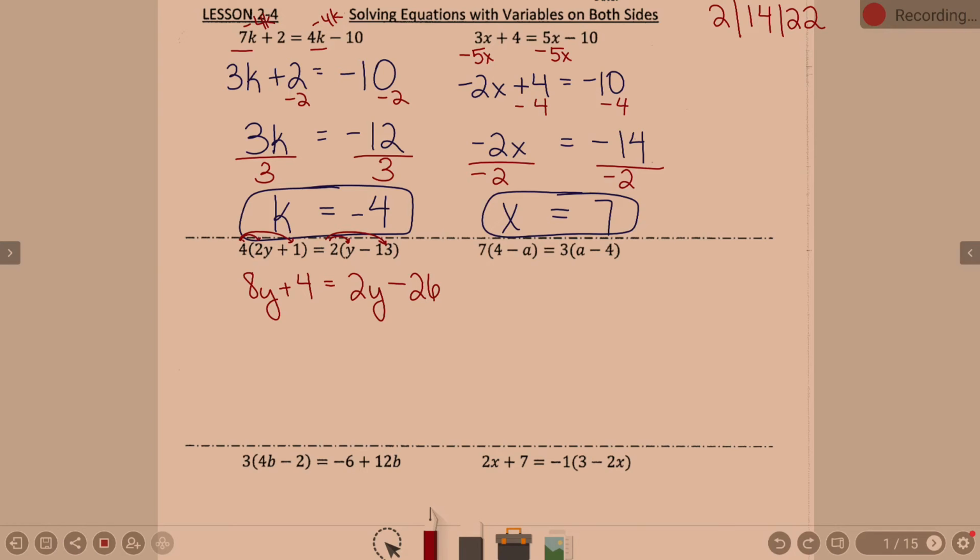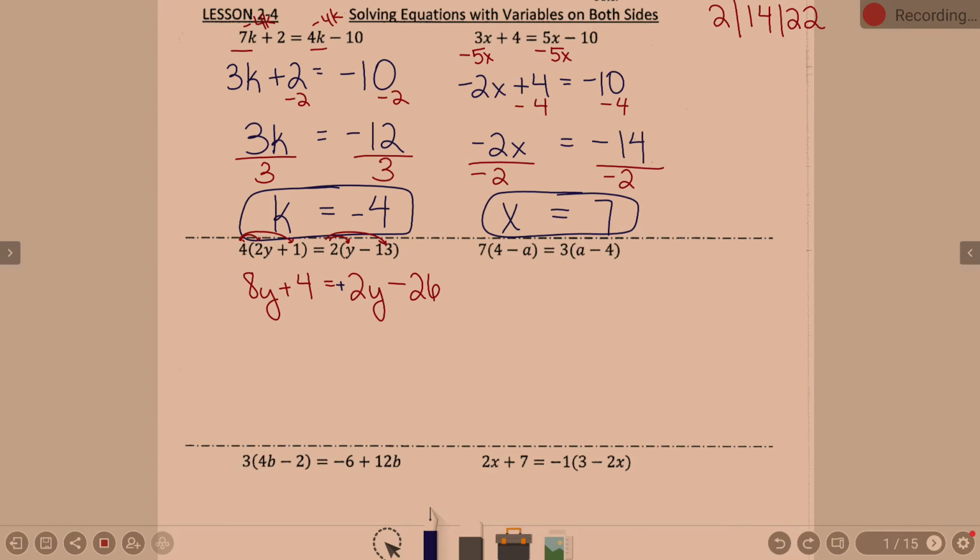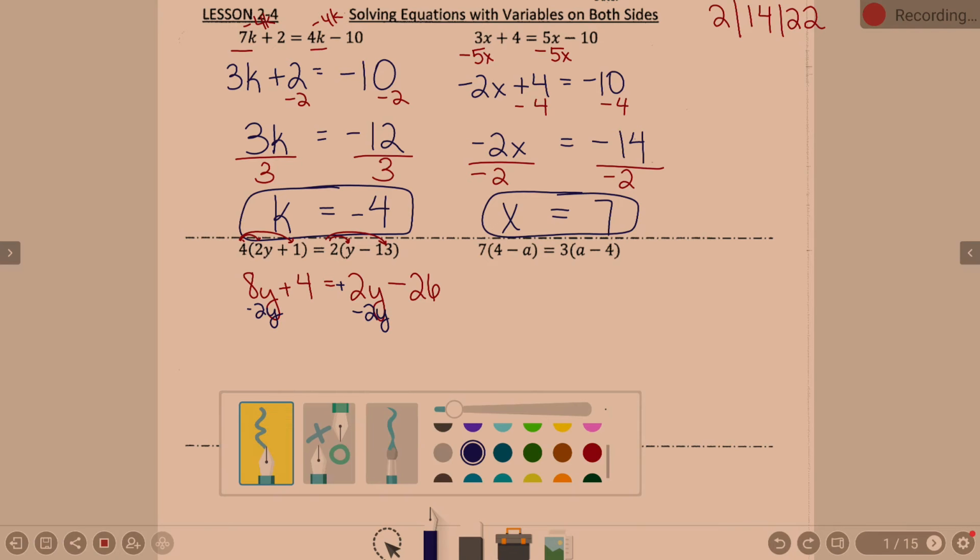Does this look a lot like what we did in the top row now? You would subtract 8 and 2. Because this is a positive 2y, if I add 2y, that's going to go to 4y. So because the sign in front of 2y is positive, I want to do the opposite and subtract 2y. You're subtracting 2y from the like term on the other side.